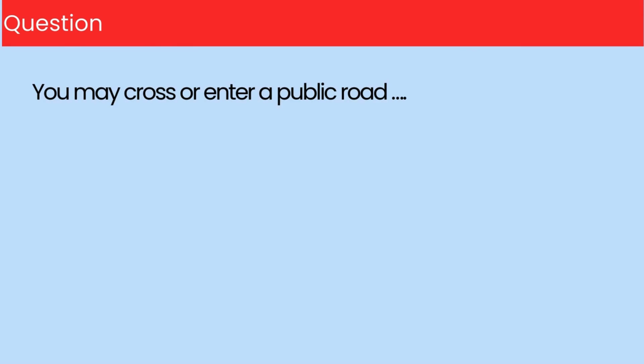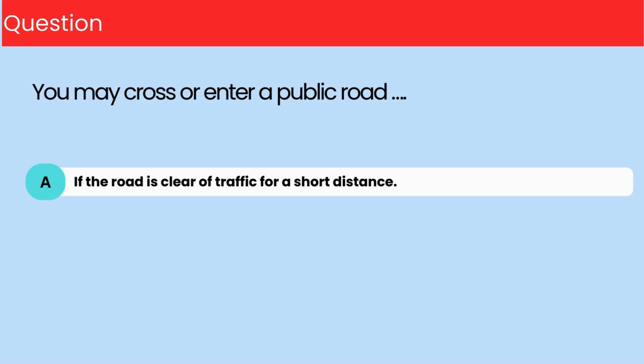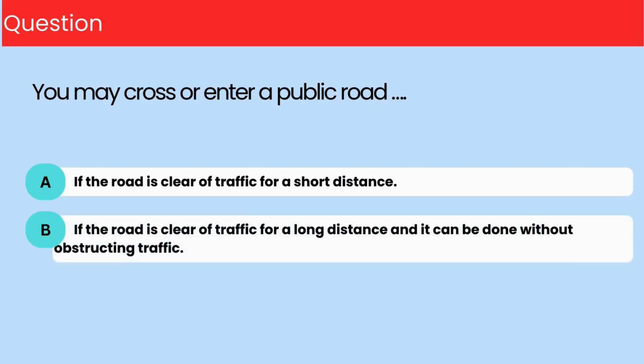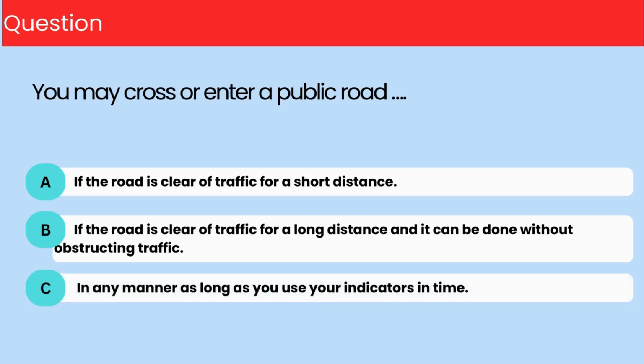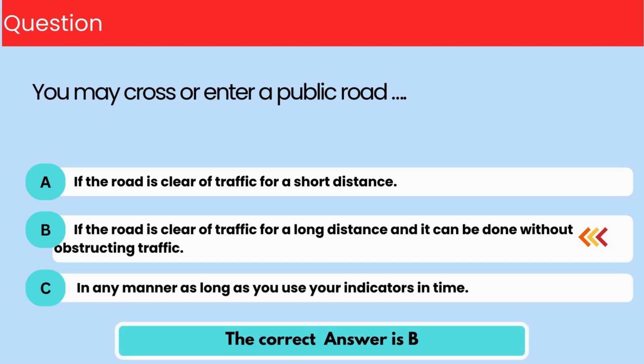Question. You may cross or enter a public road. A. If the road is clear of traffic for a short distance. B. If the road is clear of traffic for a long distance, and it can be done without obstructing traffic. C. In any manner as long as you use your indicators in time. The correct answer is B.